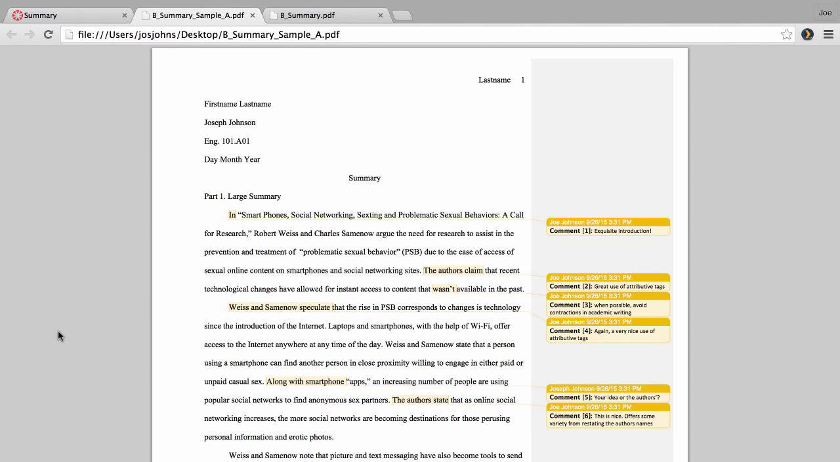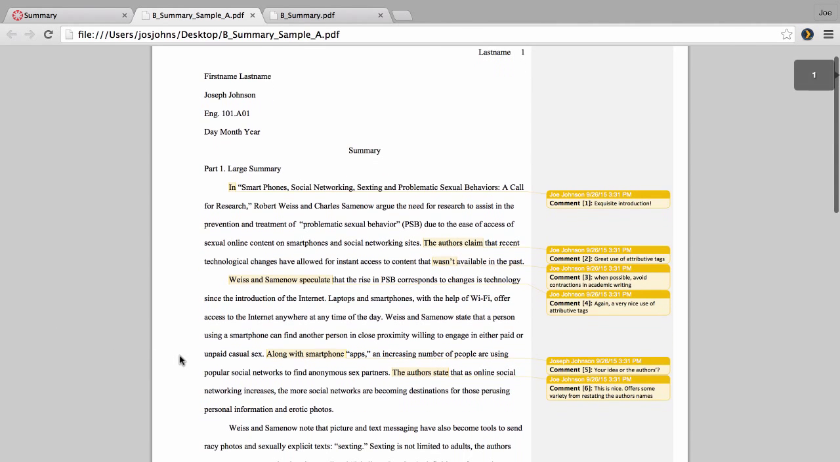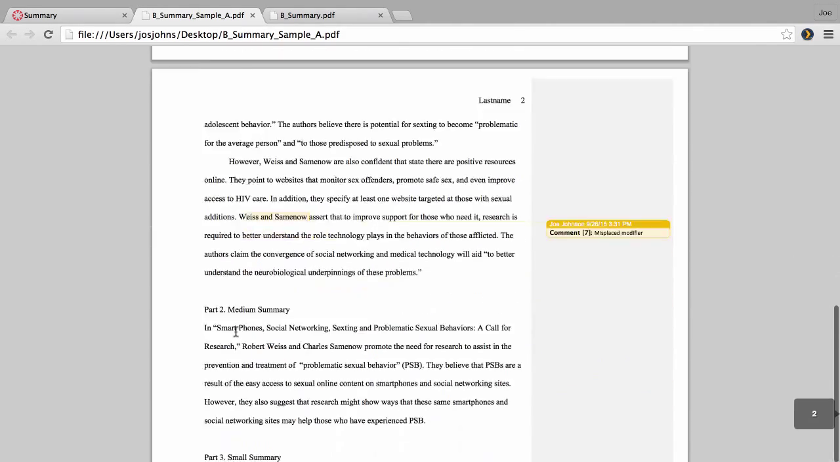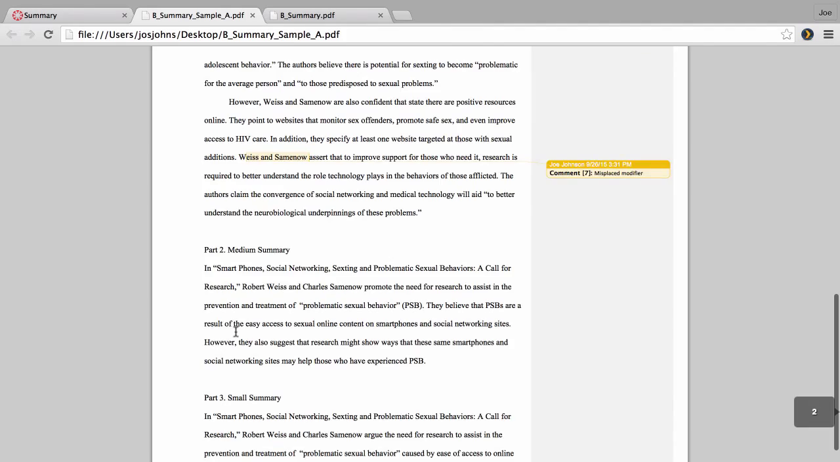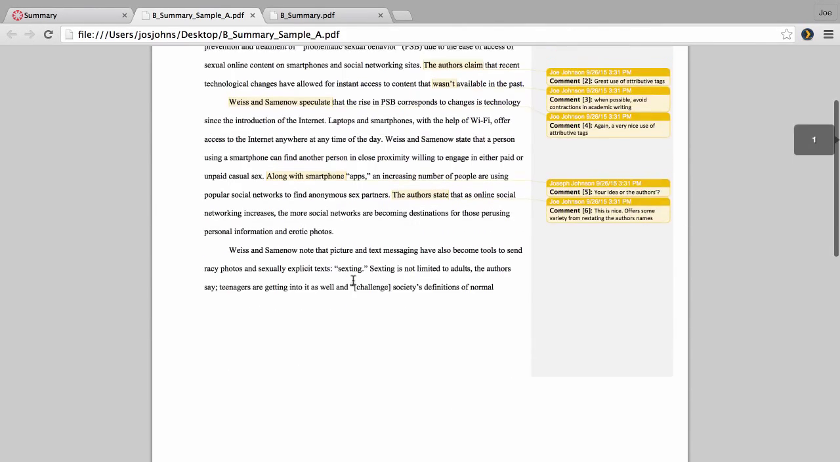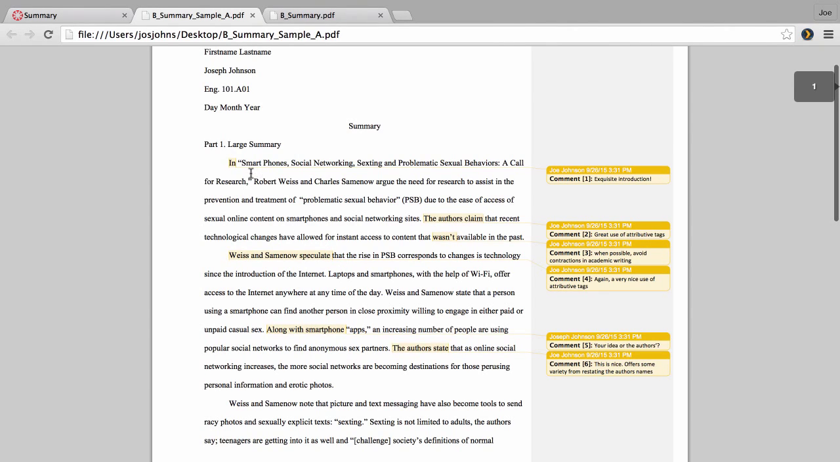Here's a sample, and this particular sample has a few marks on it. But you should be able to notice the key aspects here, that there is the large summary which takes up the primary weight of the paper. Note that this is only 2 pages long, and almost 1.5 pages are based on that first large summary. This large summary begins with an introduction to the article and the authors.